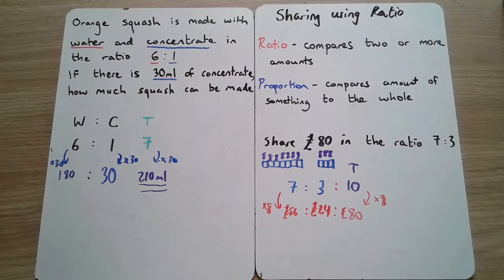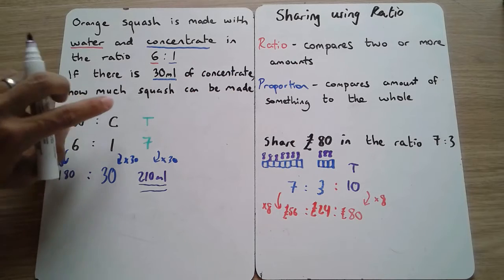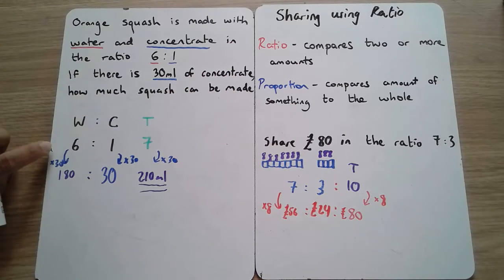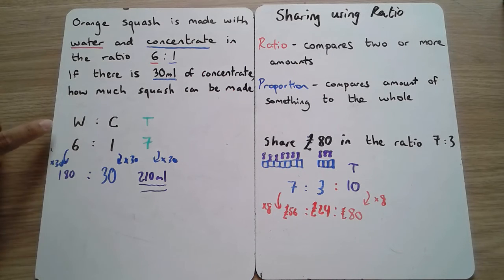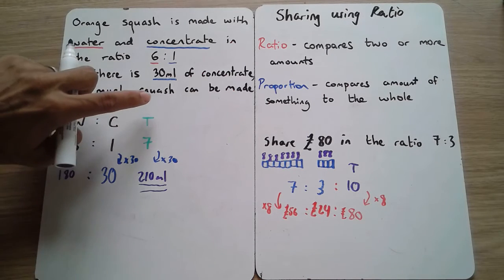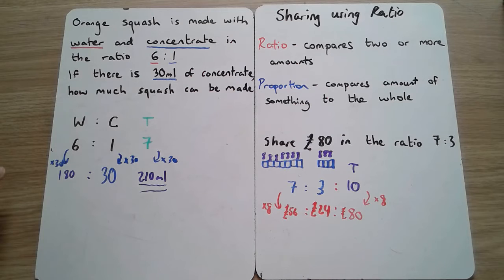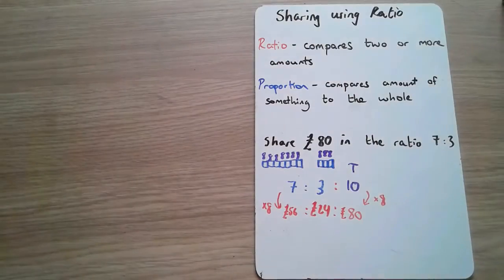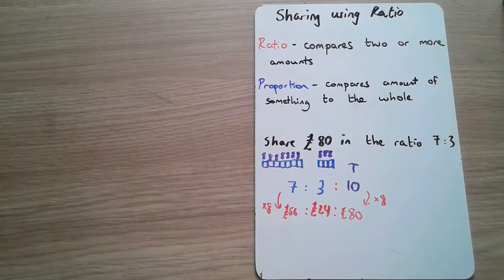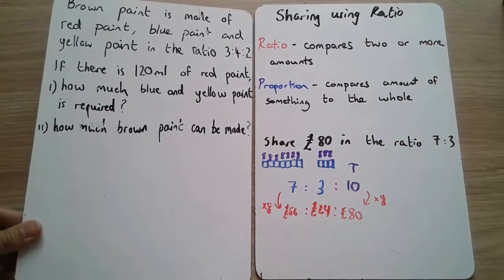So just looking at this, we wrote down our ratio, we added in a column for the total, and then we looked at where this value went in our ratio. Did it go under water, under concentrate, or under total? And then we multiplied accordingly. We're going to do one other example along these lines, just to give us a key area of understanding and to be confident with this.